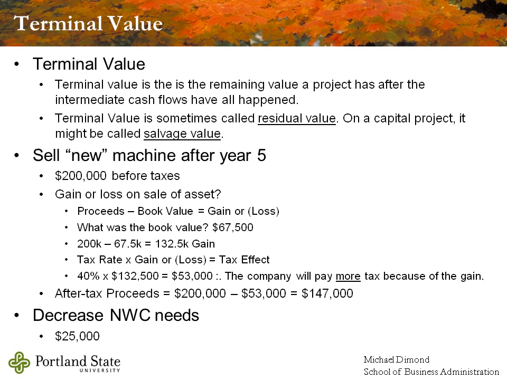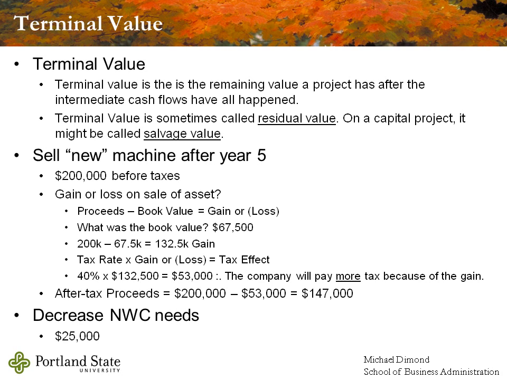Because we have a gain on the disposition of the asset, we'll be paying taxes on it. So our tax rate times that gain is going to give us $53,000 in tax effect. In other words, the company's tax bill is going to be $53,000 larger because of the gain they made on the sale of that equipment. So the after-tax proceeds of the replacement asset are going to be $200,000 minus $53,000 in tax effect. The net after-tax proceeds are going to be $147,000.